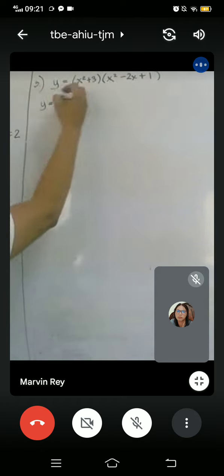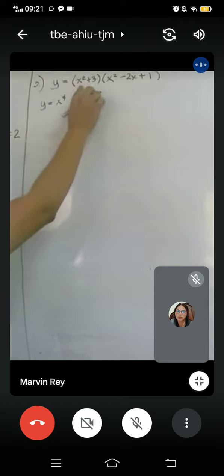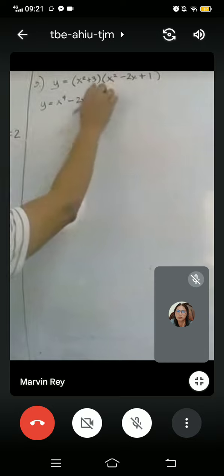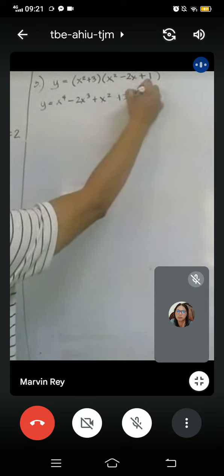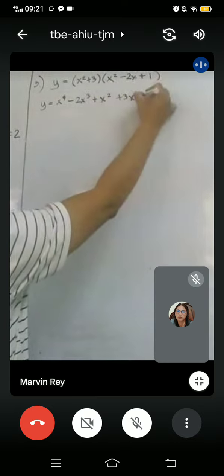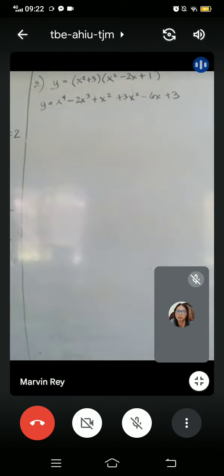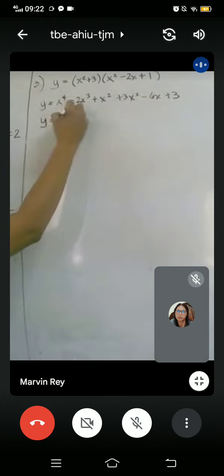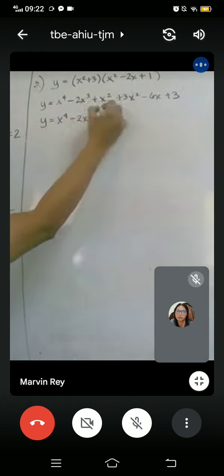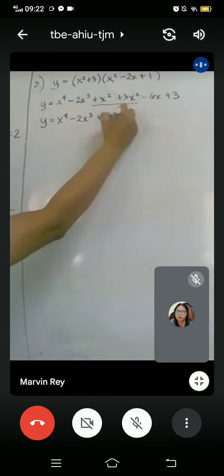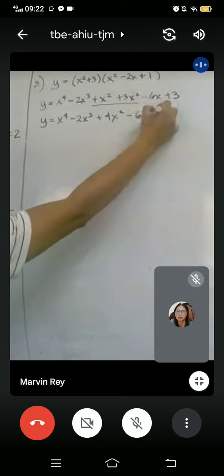x squared times x squared is x to the fourth. x squared times negative 2x is negative 2x cubed. x squared times 1 is x squared. 3 times x squared is positive 3x squared. 3 times negative 2x is negative 6x. 3 times 1 is positive 3. Then combine like terms. So y is equal to x to the fourth minus 2x cubed. This can be combined: x squared plus 3x squared is positive 4x squared, minus 6x plus 3.